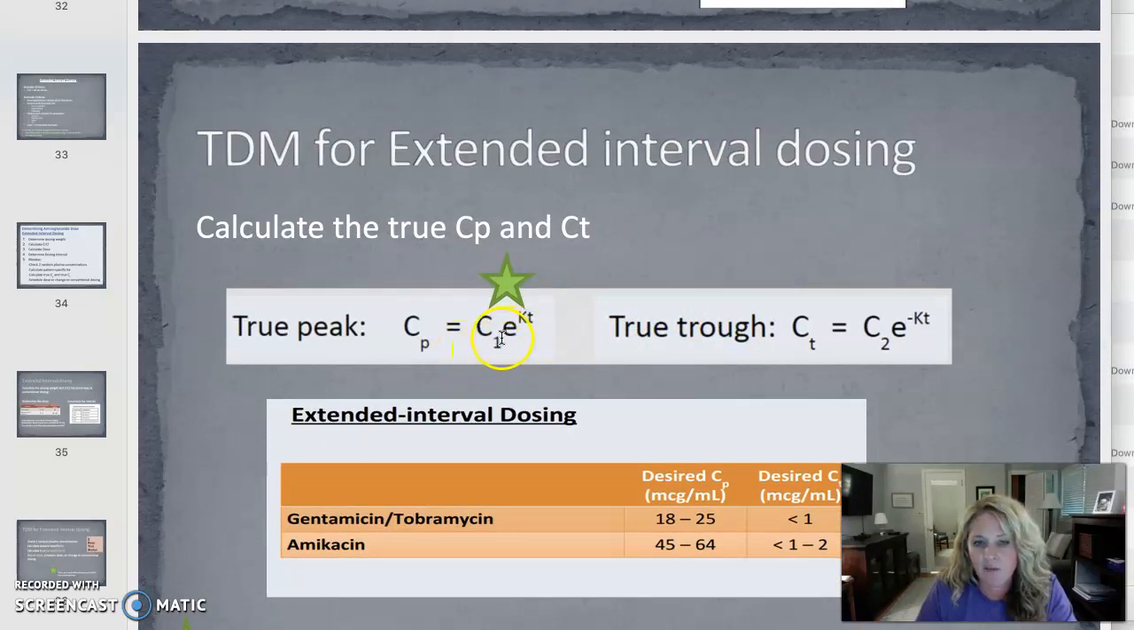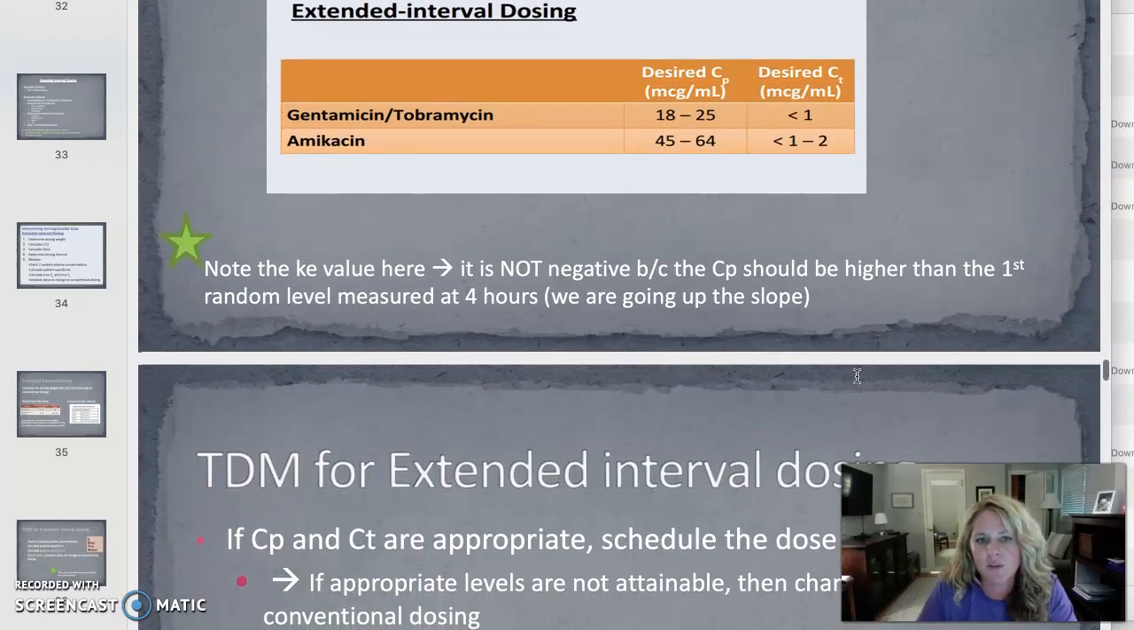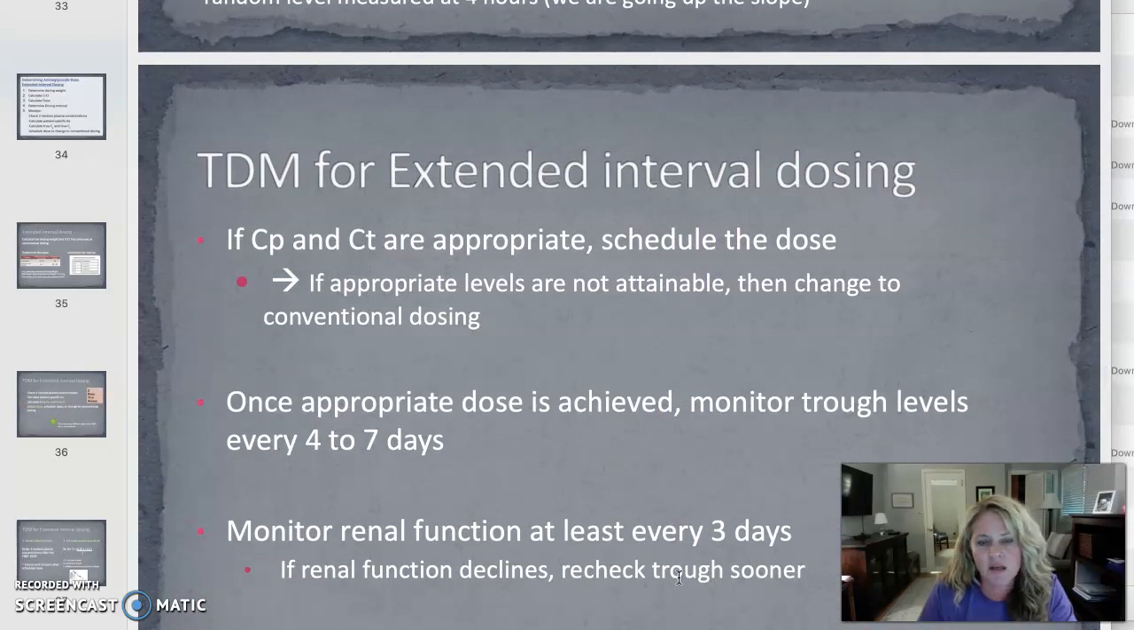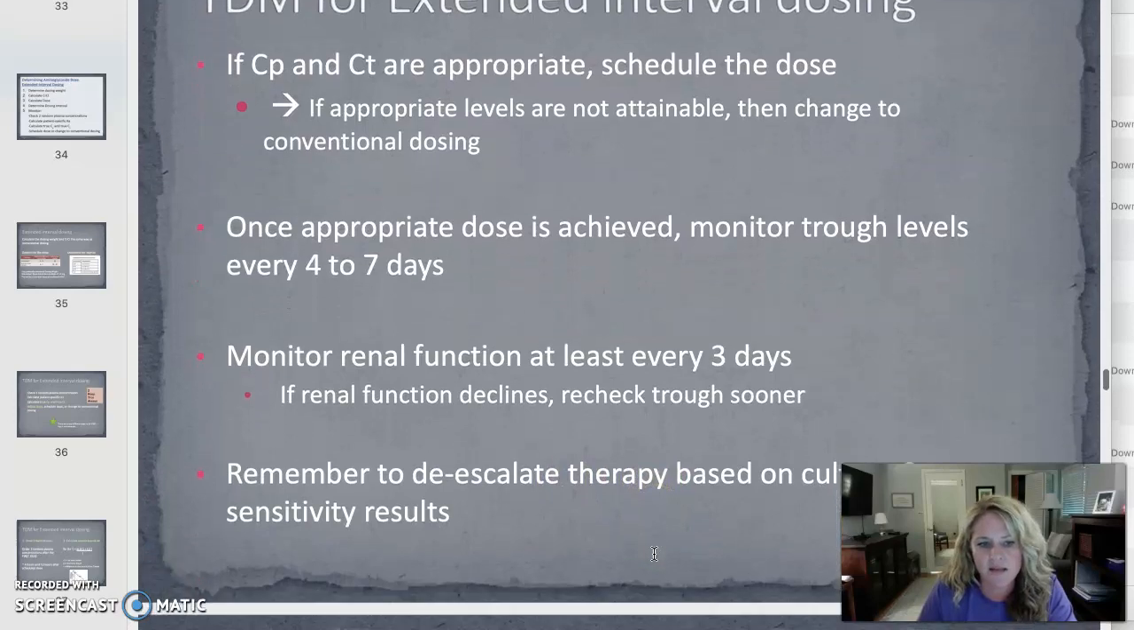So if you get this level, you can notice there's not a negative here. This is a positive because we're taking a trough level and we're taking the first level we draw, but we're backtracking back up that line here to get the true peak. And when we go downstream that line to get the true trough, we're going to use a negative here. Okay, so this will help you use this formula to determine what the true peak and trough are. Okay. If they're appropriate, go ahead and schedule the dose. If not, then we need to do a little bit more work. So once we get that appropriate dose achieved, we're going to monitor those levels again every 4 to 7 days.